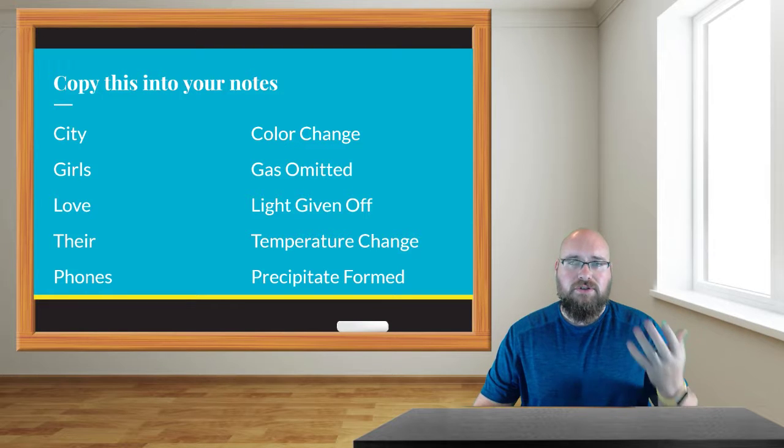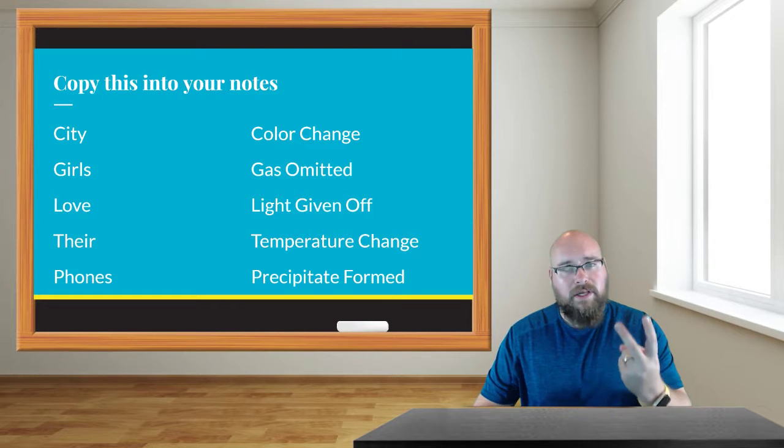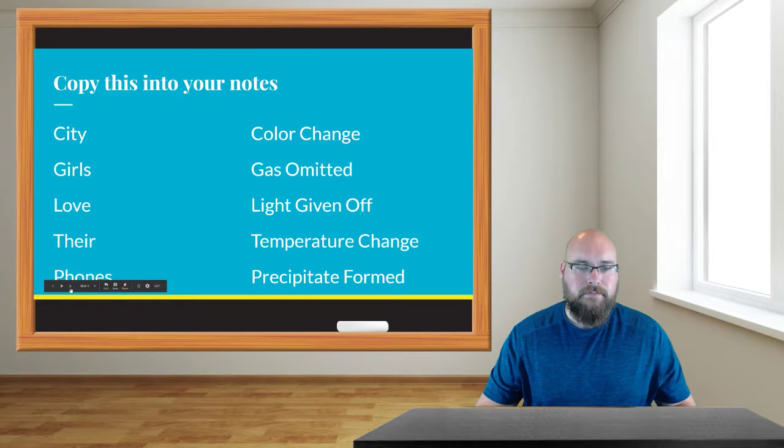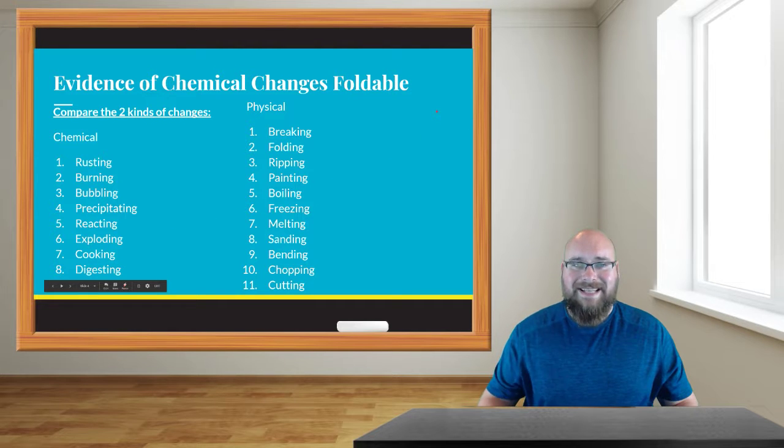A precipitate is just when things come together, like two liquids, and a solid then forms between them, kind of like curdled milk. If you let milk stay too long, it gets chunky, and that is because a precipitate has formed in that milk. Okay, so here's some examples of all kinds of things.